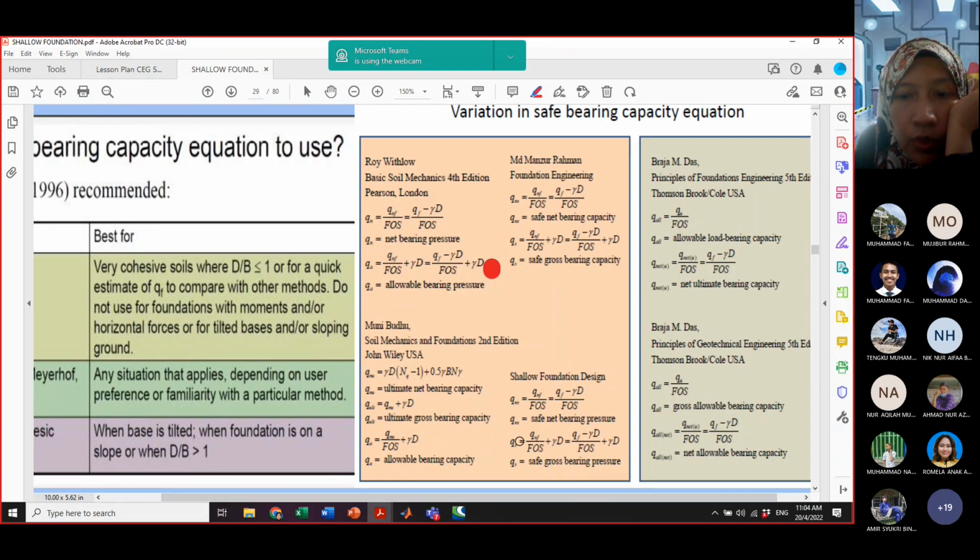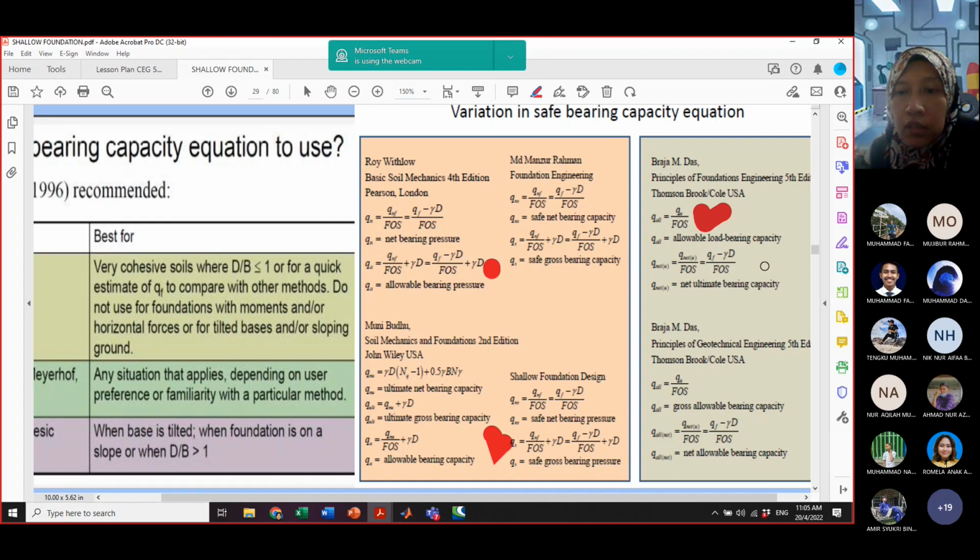Safe gross bearing pressure you have to calculate dengan cara QNF bahagi dengan FOS plus dengan gamma D. Itu yang formula yang you kena follow. Ini yang saya kata kalau macam belajar MDAS ni dia ambil simplest way ataupun kita sebut sebagai conservative calculation on the ultimate bearing capacity Q allowable. Yang mana dia ambil QF bahagi dengan FOS. So dia akan bagi you overestimate lah nilai Q allowable.